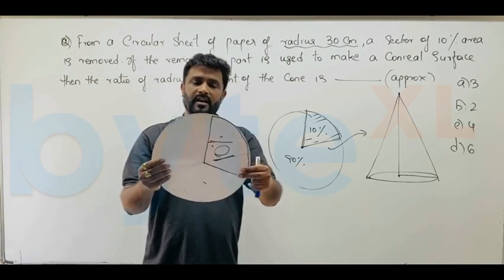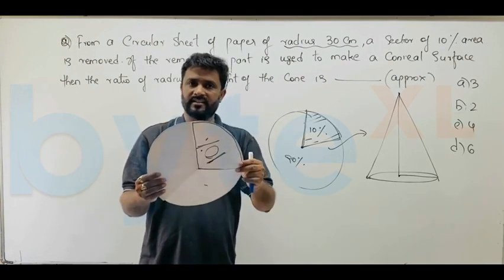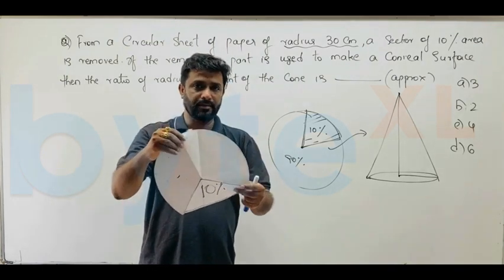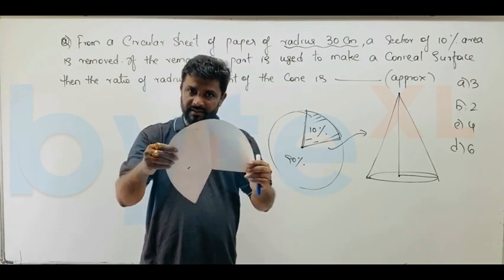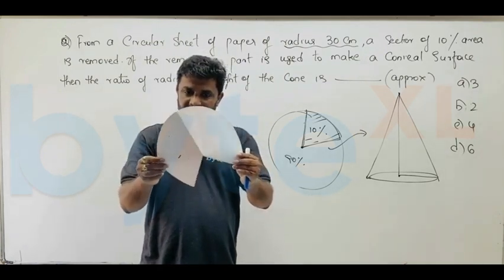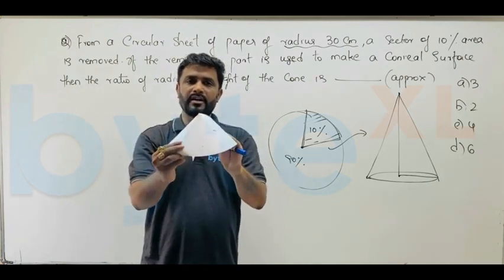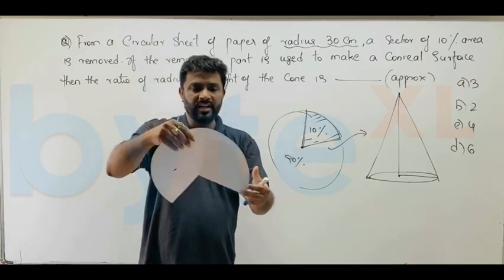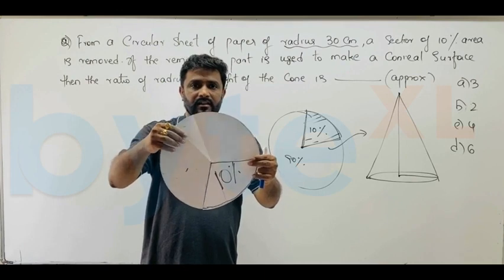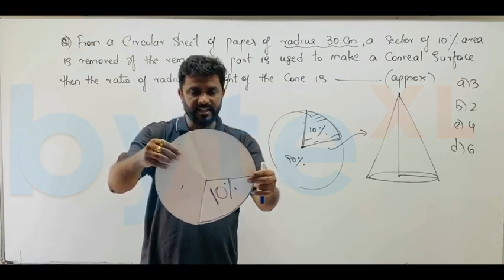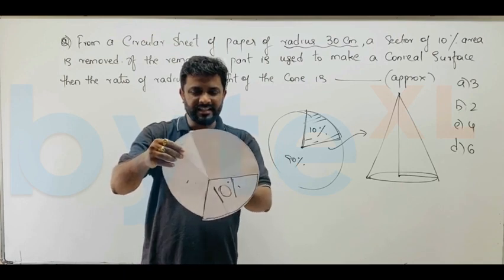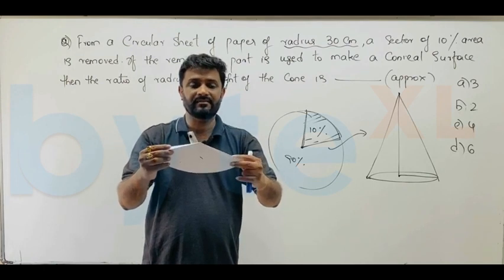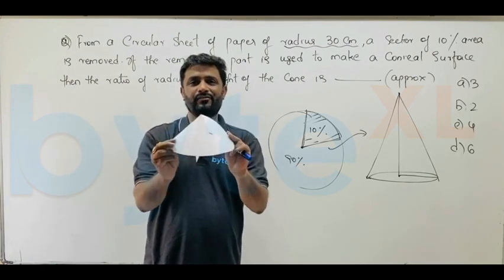My dear friends, this is the circular sheet that I am talking about, and this is the 10% area, not up to scale, I know. So 10% area is cut, and this remaining 90% area is transformed into a right circular cone. Clearly you can see that when 90% of the sheet is transformed into a cone, the radius of the sheet has become the slant height of the cone.